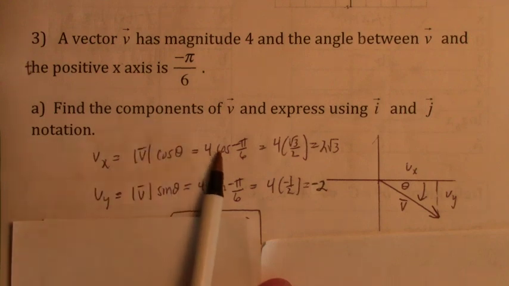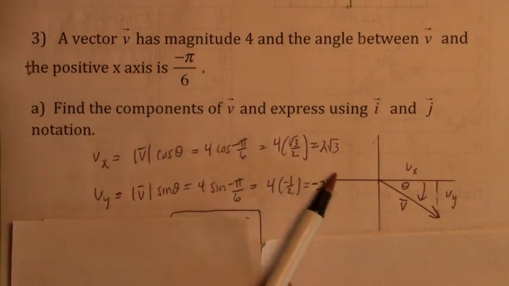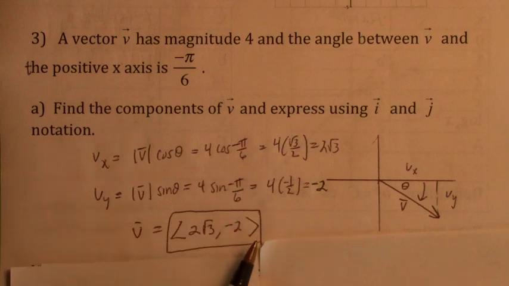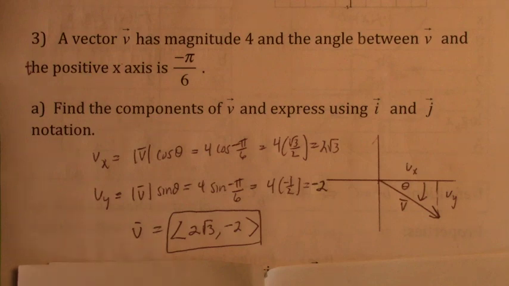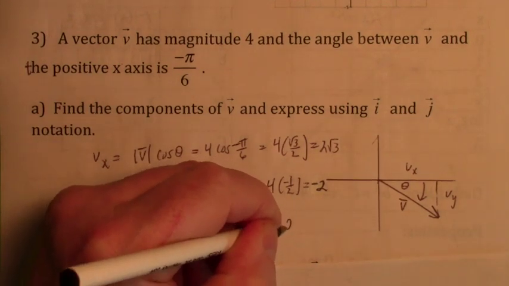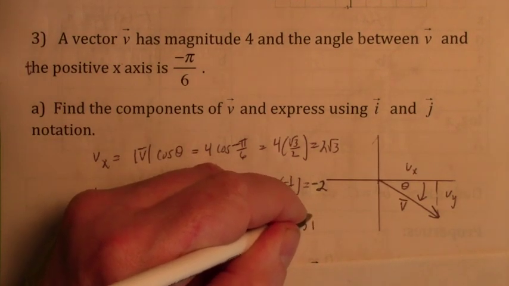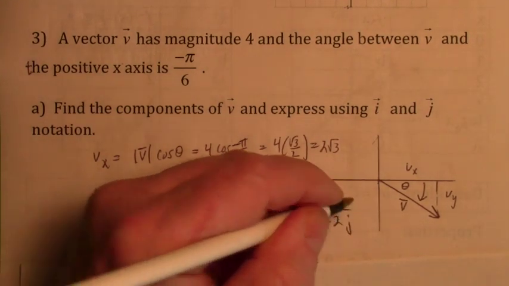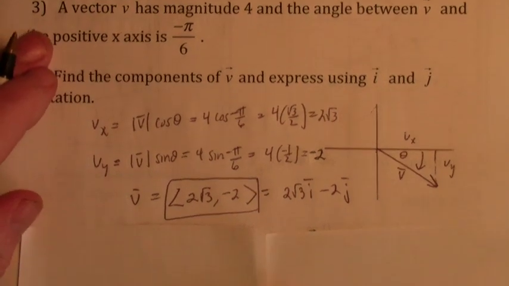So you'd get 4 times cosine of negative pi over 6, which gives you 2 radical 3. And the y component would be 4 times the sine of negative pi over 6, which gives you negative 2. So the components are 2 radical 3 and negative 2, but I didn't answer the question. I was supposed to answer it in terms of i and j, so it'd be 2 radical 3 i minus 2 j. That's how you'd write it in terms of i and j.